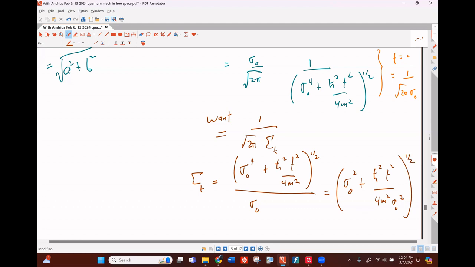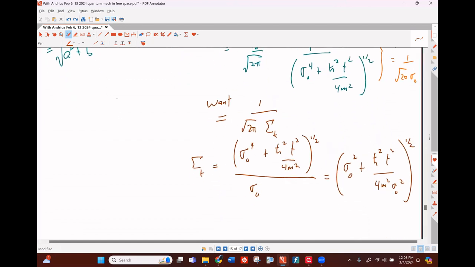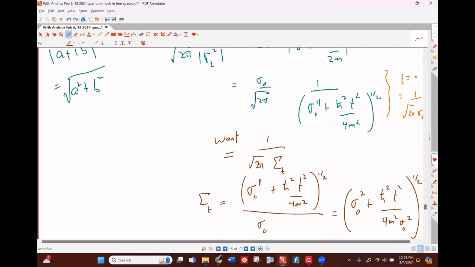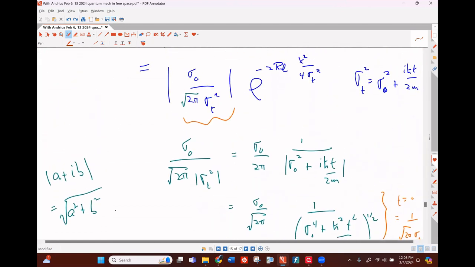So you can see that when t is equal to 0, this is just equal to sigma naught, which is what you want. So this is essentially going to be the square root of the variance of our new distribution, our new density function. We'll see that in a moment. Okay, all right.